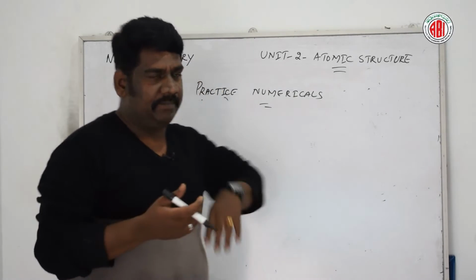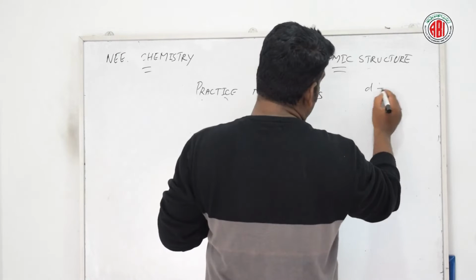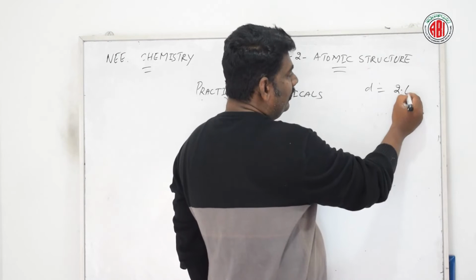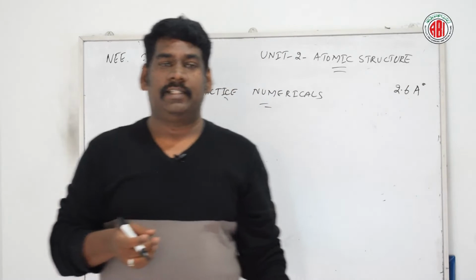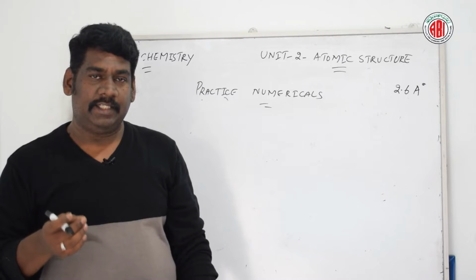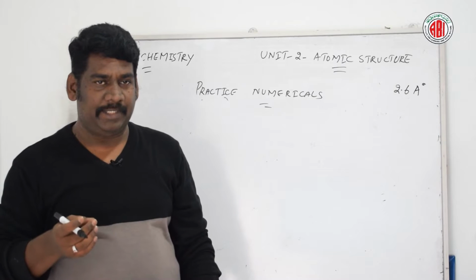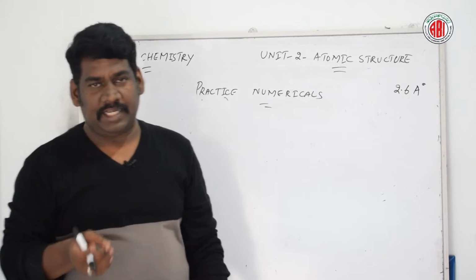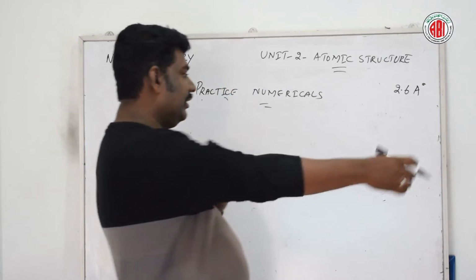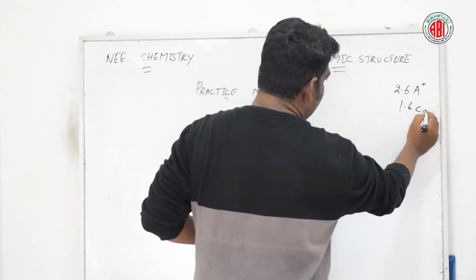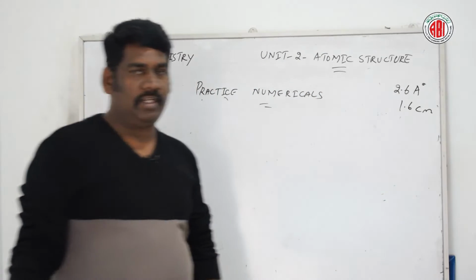Diameter of the zinc atom is given, so diameter is equal to 2.6 Angstrom. Then the number of atoms present in the length of 1.6 centimeter, if the zinc atoms are arranged side by side lengthwise. So length is given, that is 1.6 centimeter. Now let us see how to solve this problem.